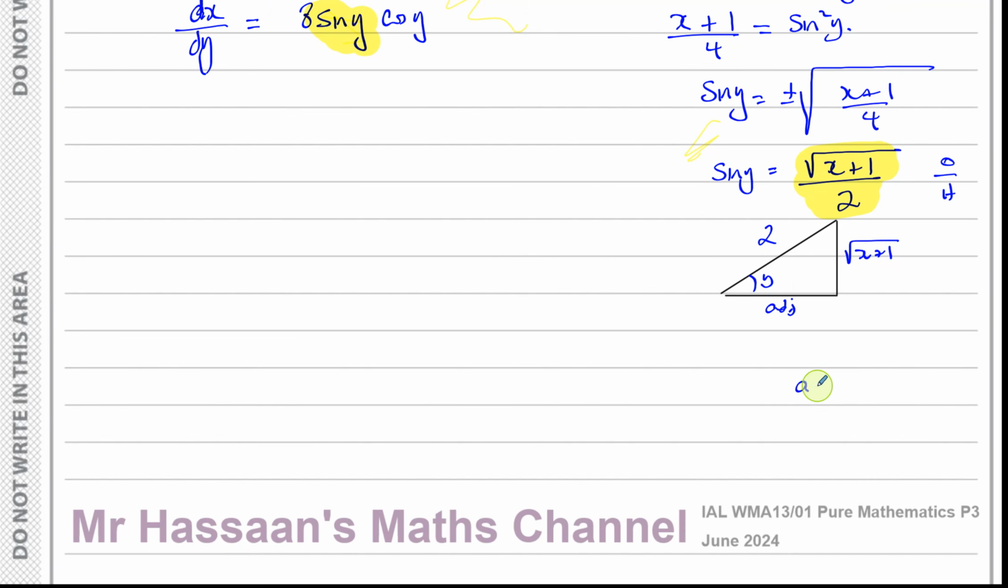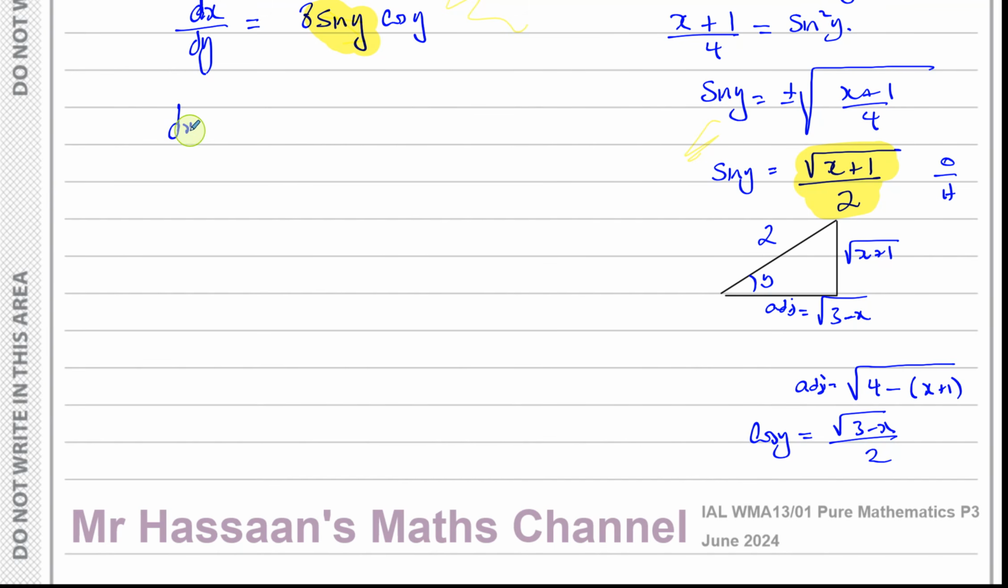The adjacent side is going to be the square root of the hypotenuse squared, which is 4, minus this squared, which is x plus 1. If I square this, I get x plus 1. That gives you 4 minus 1 minus x, which is 3 minus x. So this adjacent side is the root of 3 minus x. Therefore, the cosine of y is equal to the root of (3 minus x) over 2.